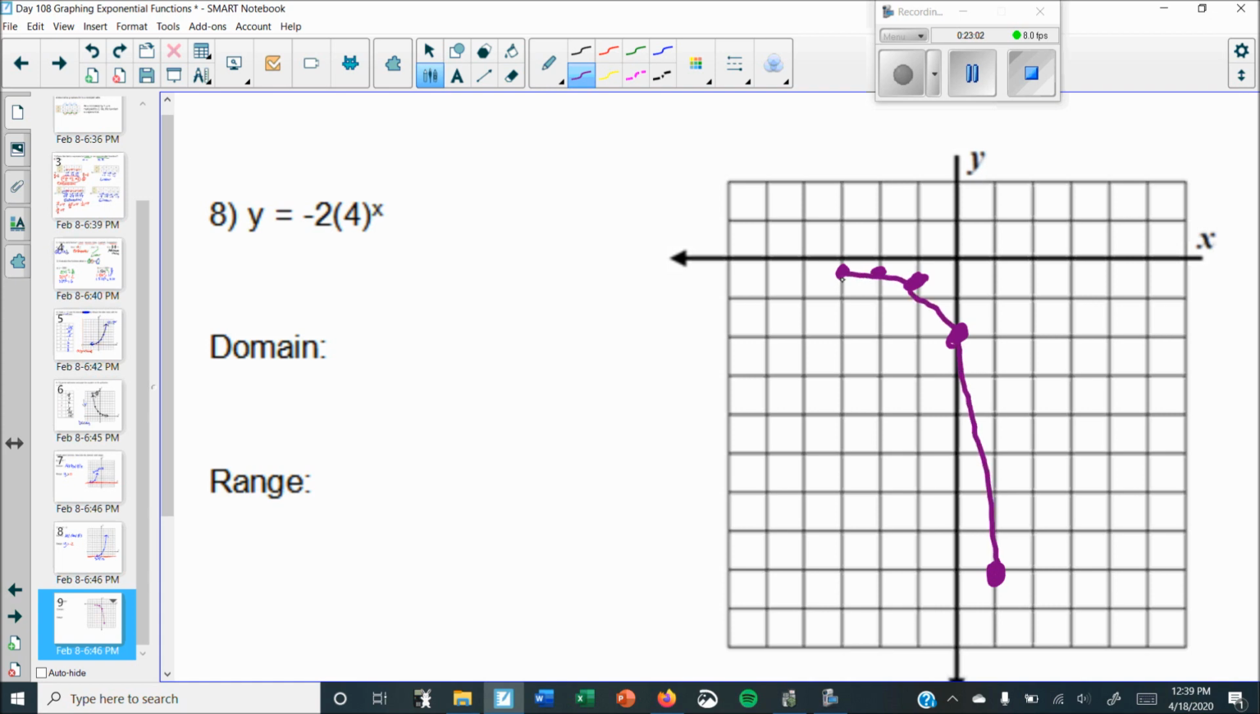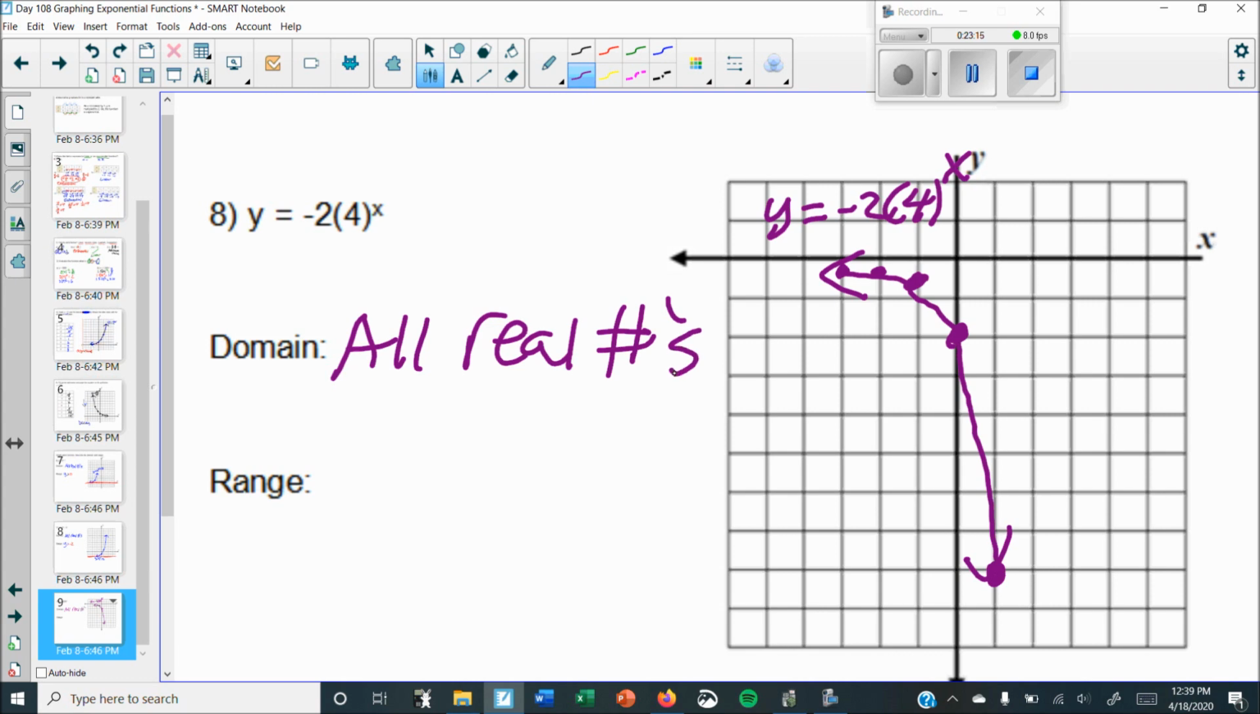So draw it. And I know these are kind of hard to draw. Draw arrows. And then label y equals negative 2, 4 to the x. There's arrows in both directions, all real numbers. What letter do we use for range? Y. What was it curving near? It was curving at 0.